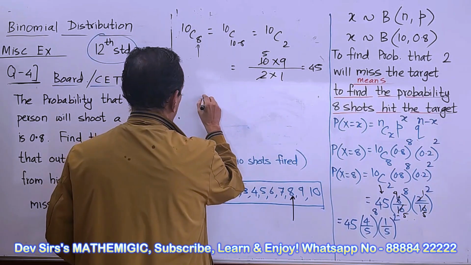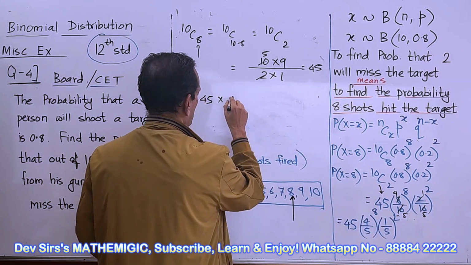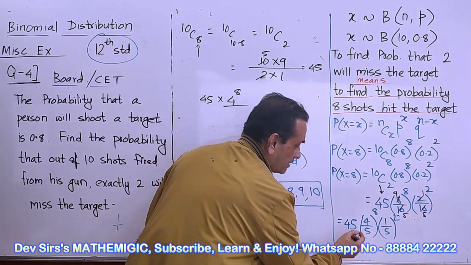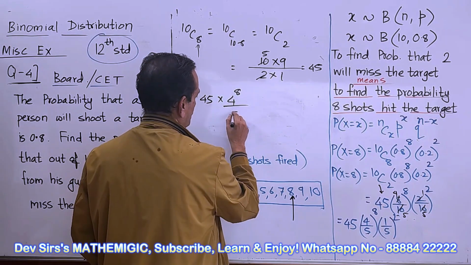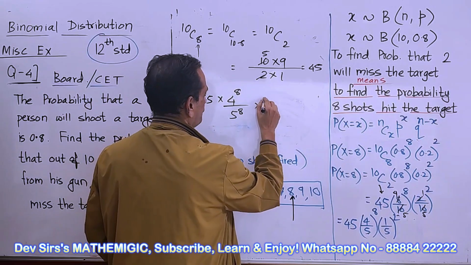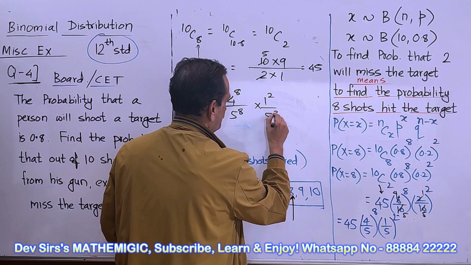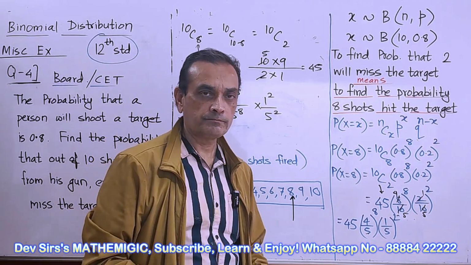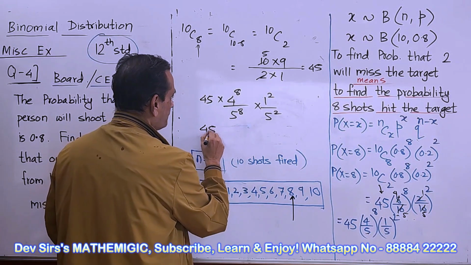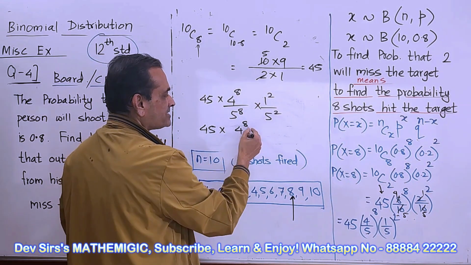45, 4 raised to 8. Laws of indices, friends. 5 raised to 8. 1 raised to 2. 5 raised to 2. Clear? So I will write this as 45, 4 raised to 8. 1 squared is 1, isn't it?